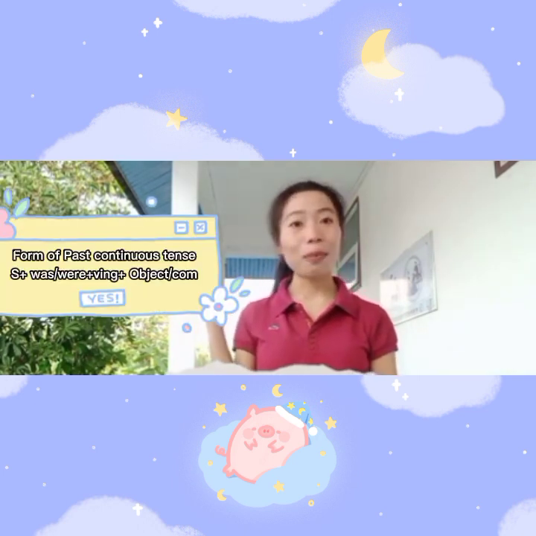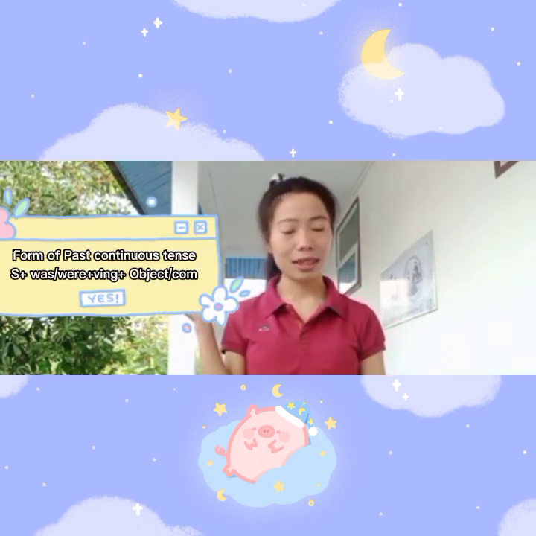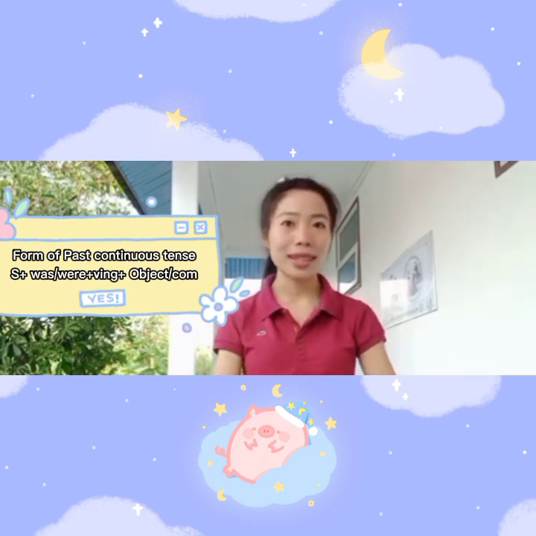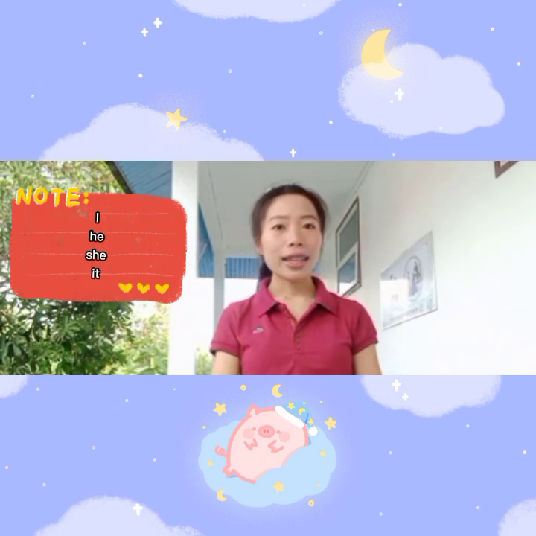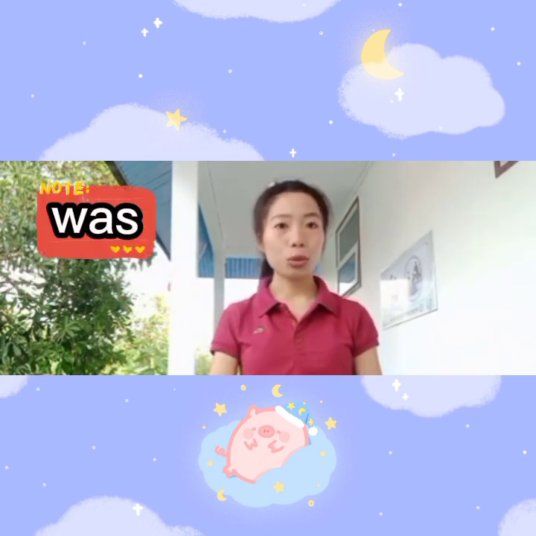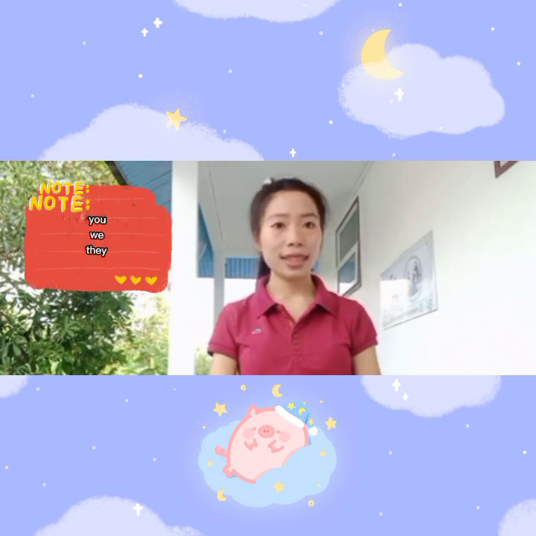This is the form of past continuous tense. Subject plus was/were plus verb-ing plus complement. I, he, she, it: was. You, we, they: were.